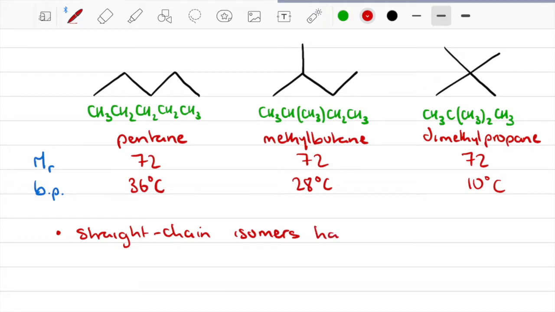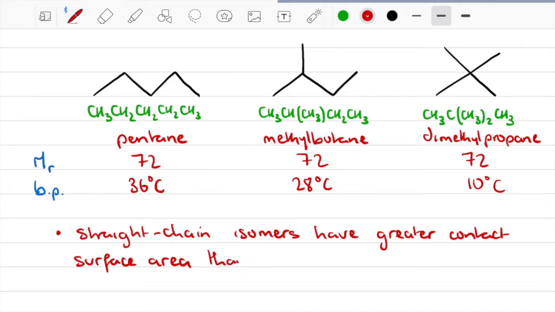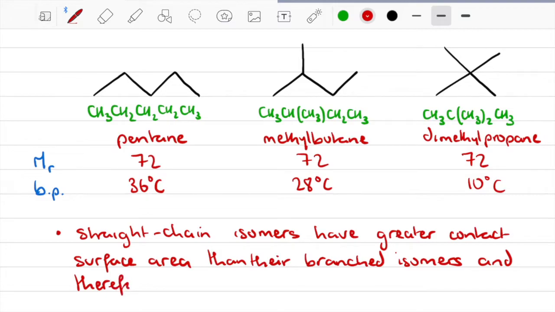isomers have, and then we use the phrase greater contact surface area, compared to their branched isomers. And therefore the consequence of that is that they have higher boiling points.